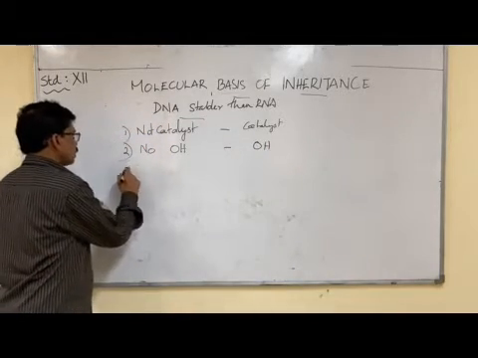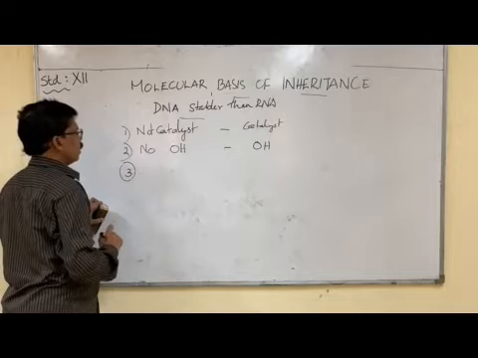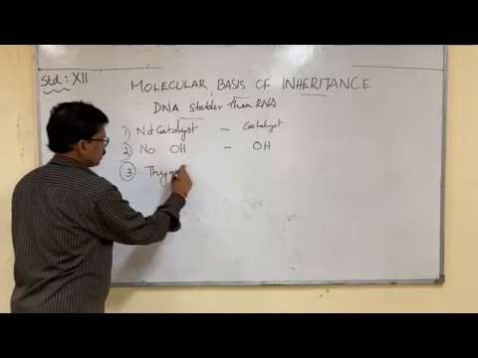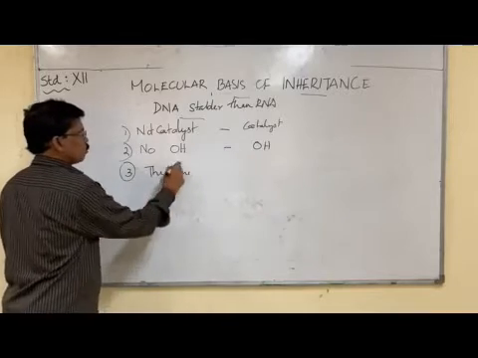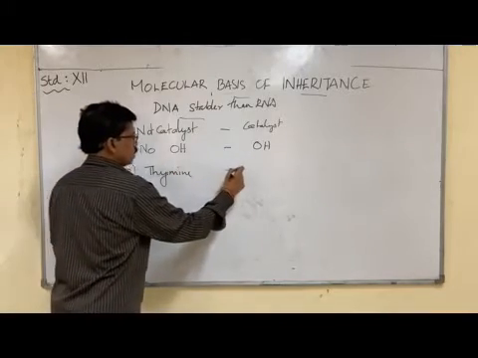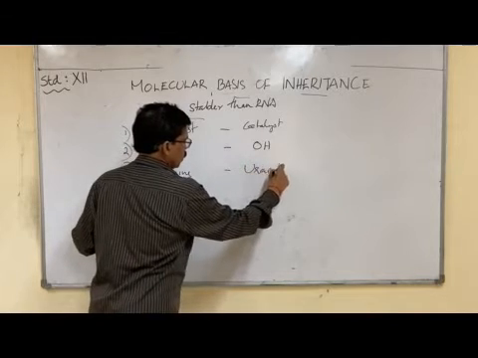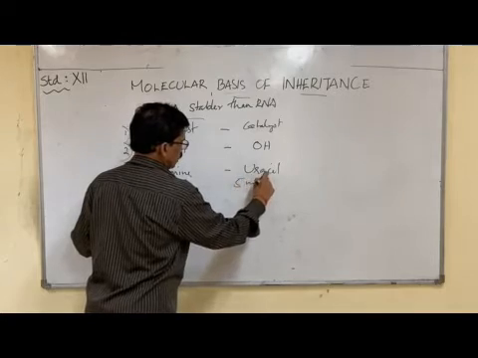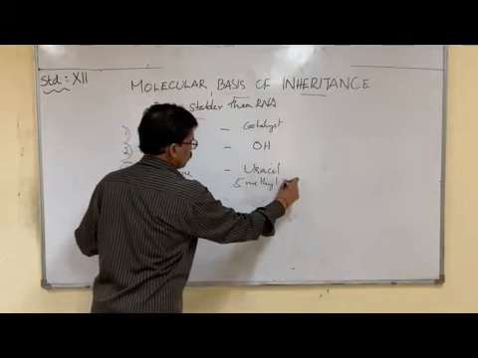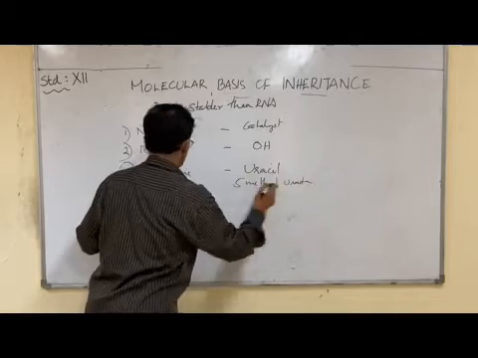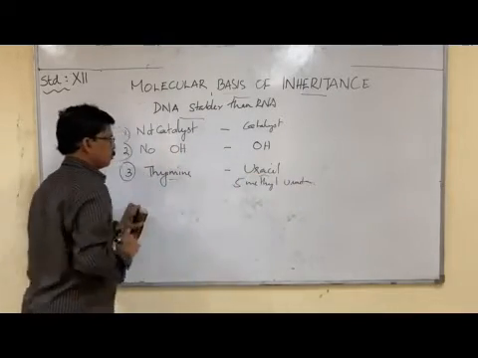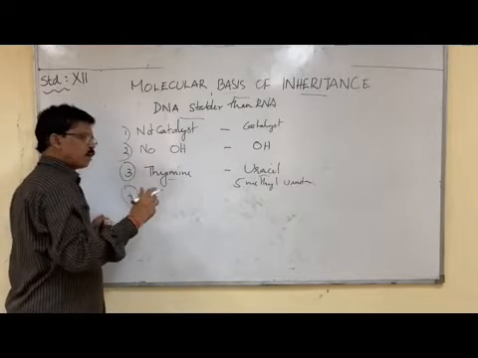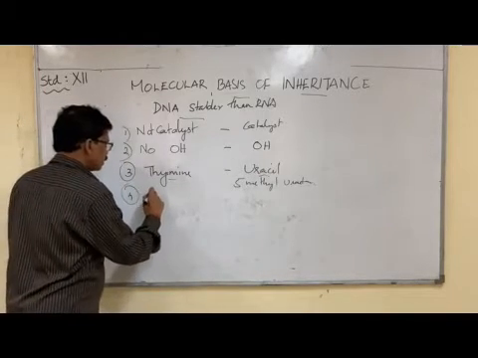Now the third important reason why the DNA is more stable is the presence of thymine instead of uracil. Uracil is also called 5-methyl uracil, which is a more active chemical, so more reactive. Uracil is more reactive than thymine. And fourth reason, being a double helical structure, the strands are combined by hydrogen bonds.